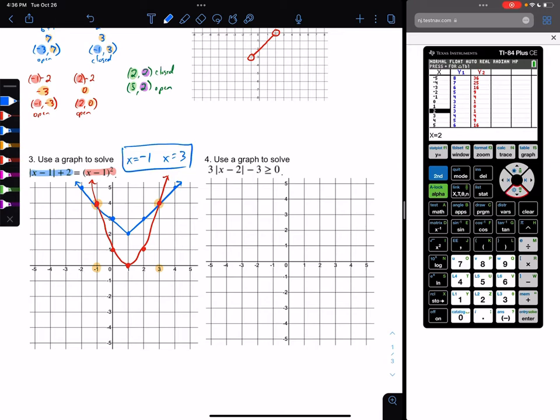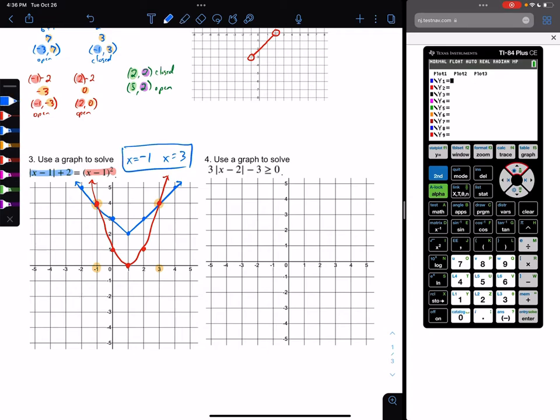So you type them into the graphing calculator, use your table to get the points, and then find the intersection points, and you have your solutions. All right, number 4, use a graph to solve. So I'm going to go back to my y equals, and I'm going to clear these out. So I'm going to go back to my y1, type this in.